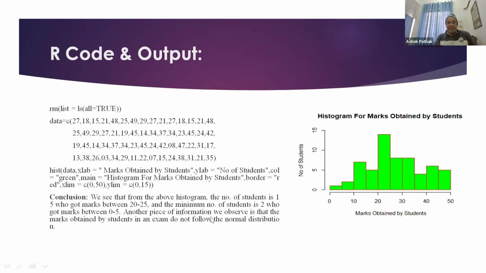Another piece of information we observe is that the marks obtained by students in the exam do not follow the normal distribution. It is not bell shaped. Therefore, the marks distribution is not normal, so the marks do not follow the normality assumption. Therefore, whatever techniques we use in estimation or modeling based on normal techniques cannot be applied here. So we will use some other techniques to model this.